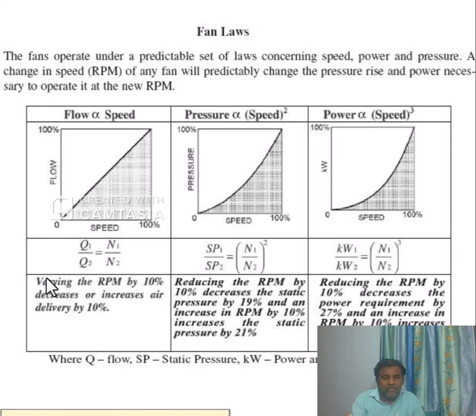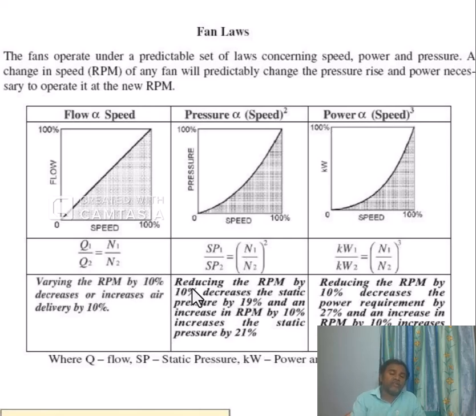So you can see, varying the RPM by 10% changes the air delivery by 10%. When we decrease the RPM by 10%, the air delivery also decreases by 10%. So this is the formula: Q1 by Q2 is equal to N1 by N2. And the static pressure 1 to static pressure 2 is equal to N1 by N2 whole squared.